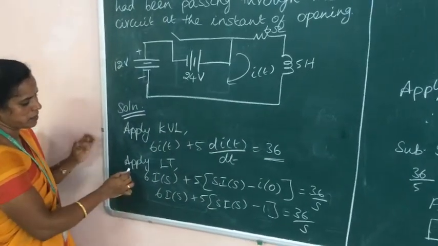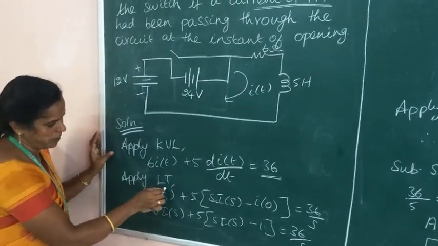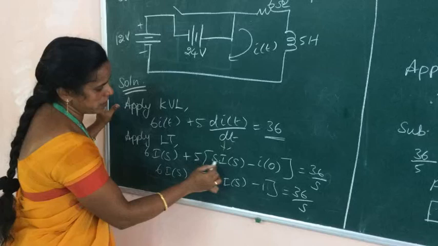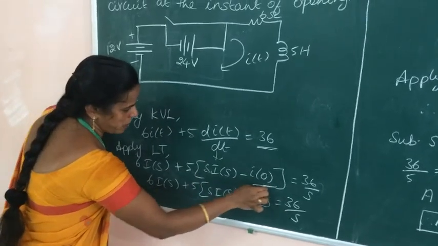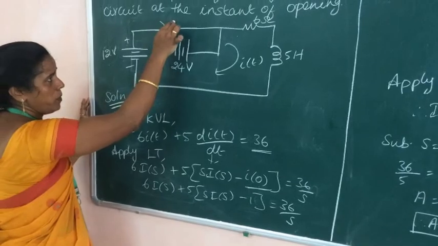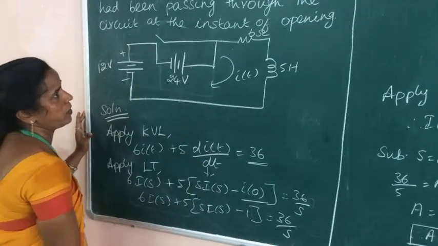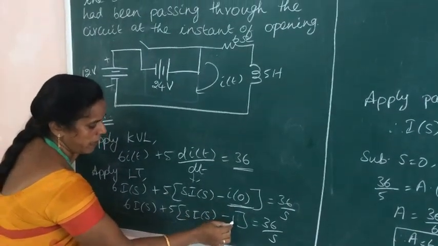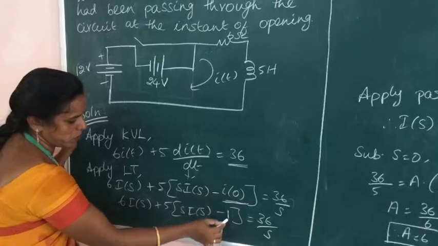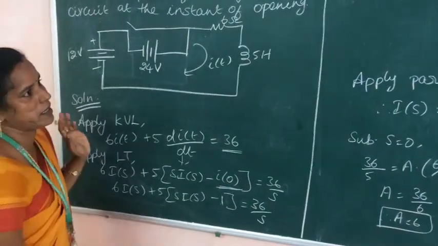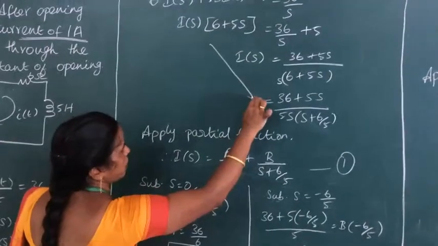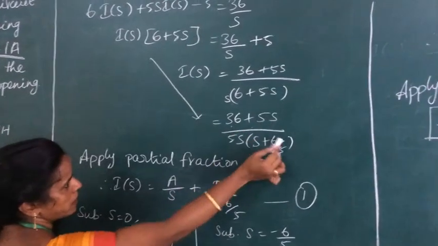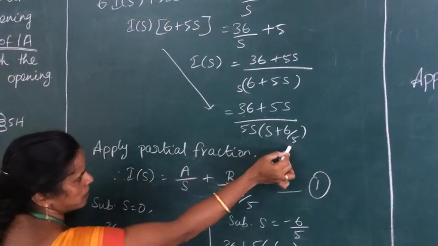Next, as usual, we can apply Laplace transform for the previous equation. So you are getting 6 into I of s plus 5 into, for this term, s into I of s minus I of 0. So before opening the switch, you have a current of 1 ampere flowing through the circuit. So I of 0 is equal to 1 in this problem. So we have to substitute I of 0 is equal to 1. So you can simplify this equation to find the value for I of s. After simplification, what you are getting? I of s is equal to 36 plus 5 divided by 5 into s into s plus 6 by 5.